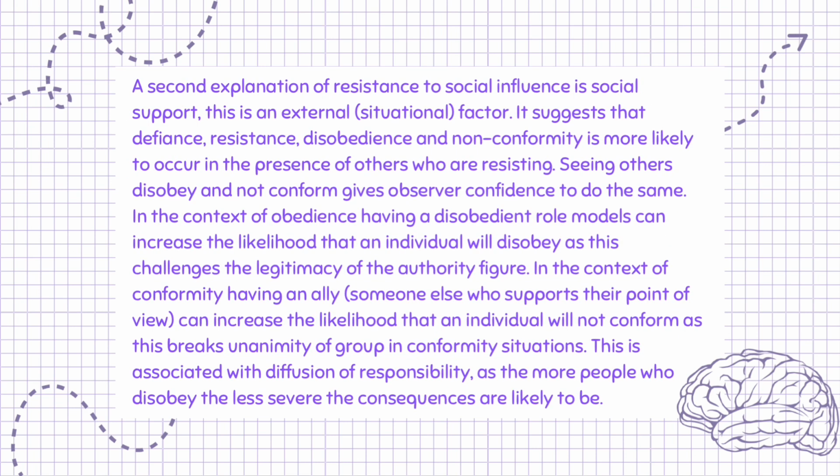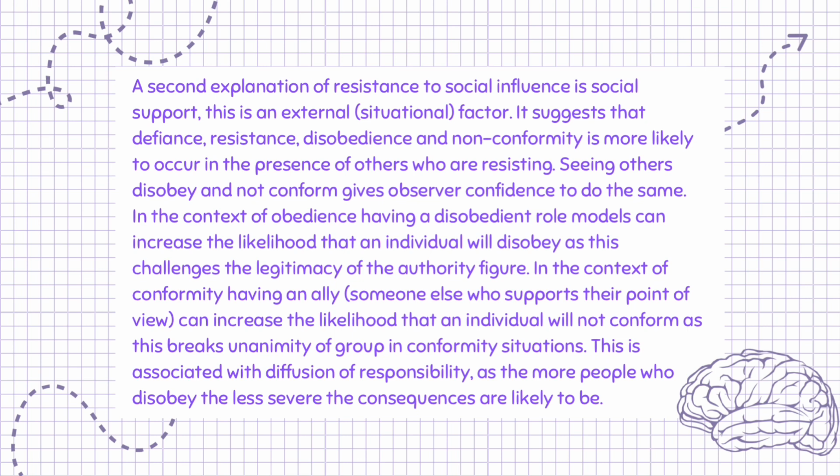A second explanation of resistance to social influence is social support. This is an external, situational factor. It suggests that defiance, resistance, disobedience, and nonconformity is more likely to occur in the presence of others who are resisting. Seeing others disobey and not conform gives the observer confidence to do the same. In the context of obedience, having a disobedient role model can increase the likelihood that an individual will disobey, as this challenges the legitimacy of the authority figure.